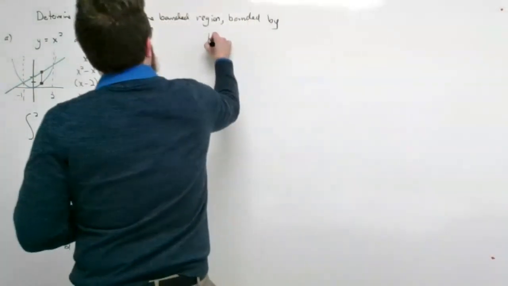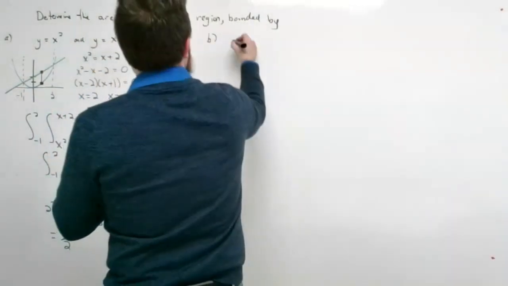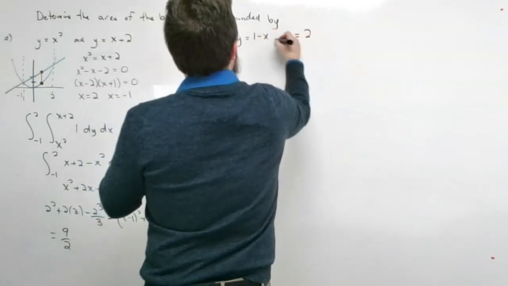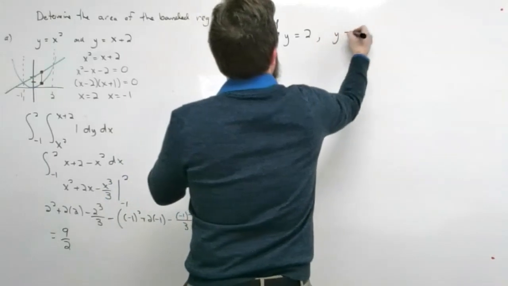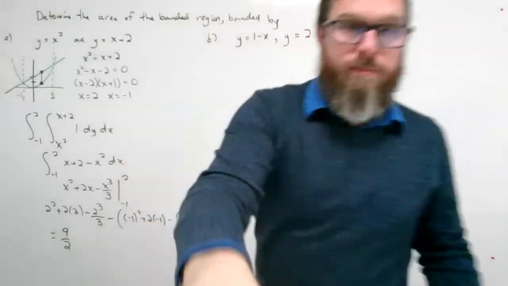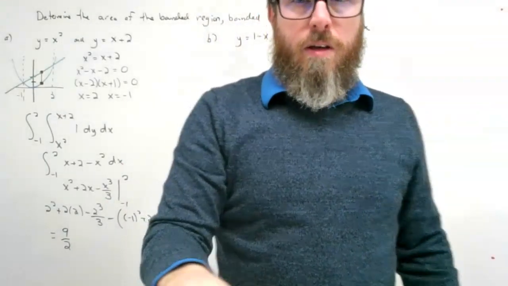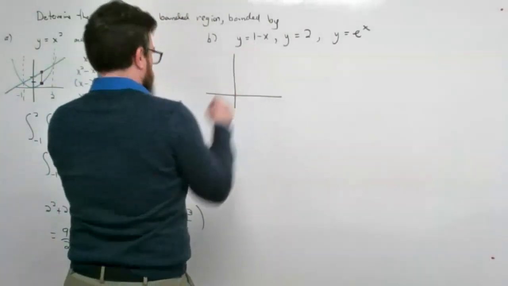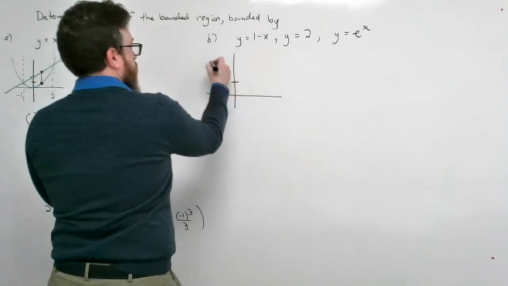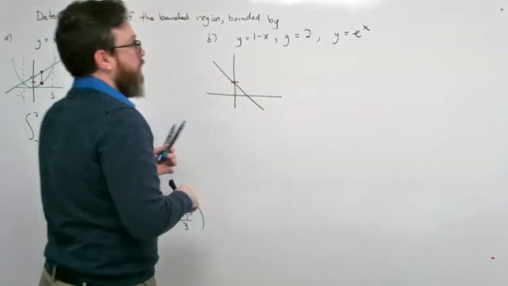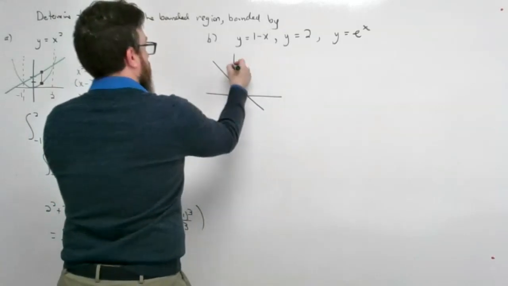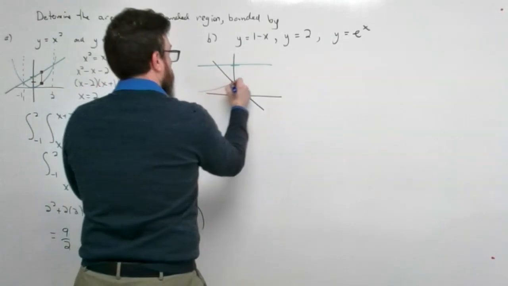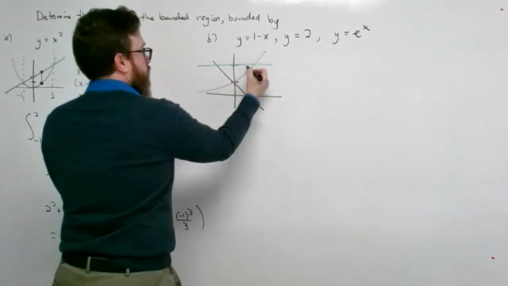Now B, what I want to do is bound this between y is equal to 1 minus x, y is equal to 2, and y is equal to e to the x. So pause and I'll draw it. All right, so negative x plus 1 is going to be a line with a y-intercept of 1 running downhill with a slope of negative 1. y equals 2 is going to be a horizontal line at y equals 2. And e to the x is going to be the exponential. It looks like this. So we can see that our bounded region is going to run this way.